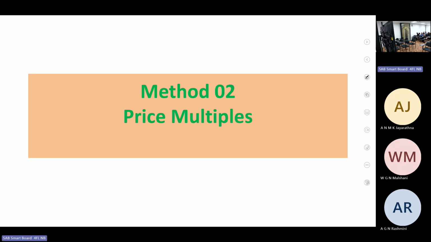You can turn to your notes and then write down the formulas. Then take down the heading price multiples.